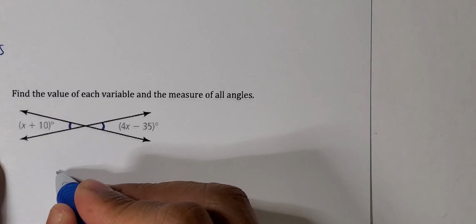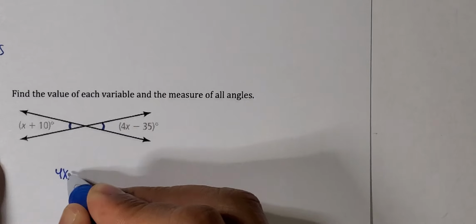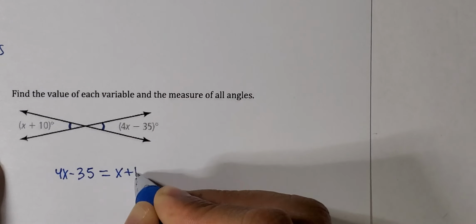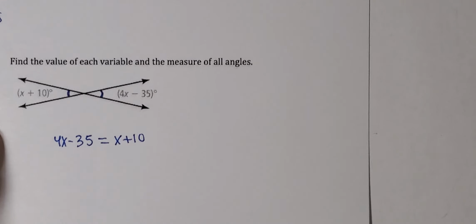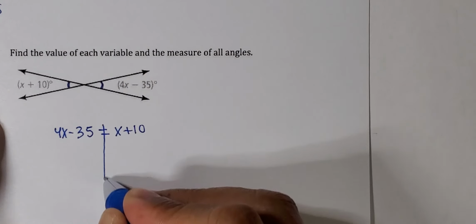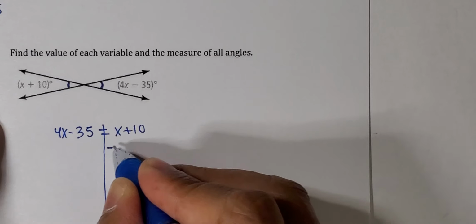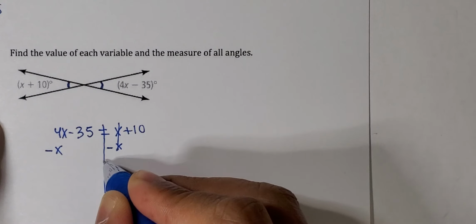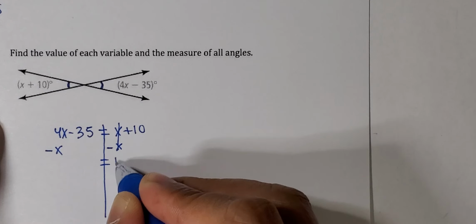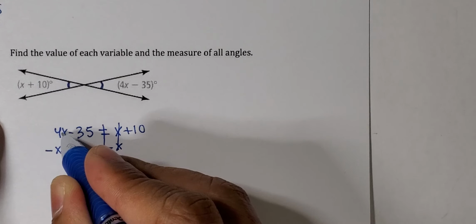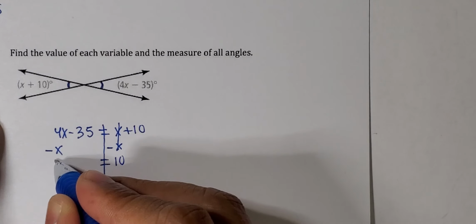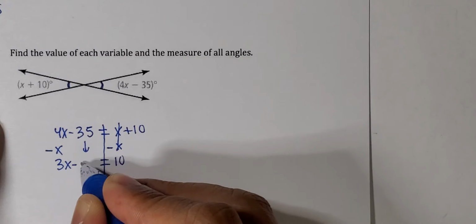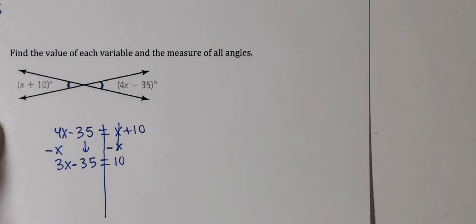So then I can say that 4x minus 35 equals x plus 10. I'm going to solve for x first. So next I'm going to subtract this x from this side and also from this side. So then there is no x on the right hand side anymore. I just have a positive 10. But this becomes 4x minus 1x, which gives me 3x. And I'm just going to bring this 35 down. So this is 3x minus 35.